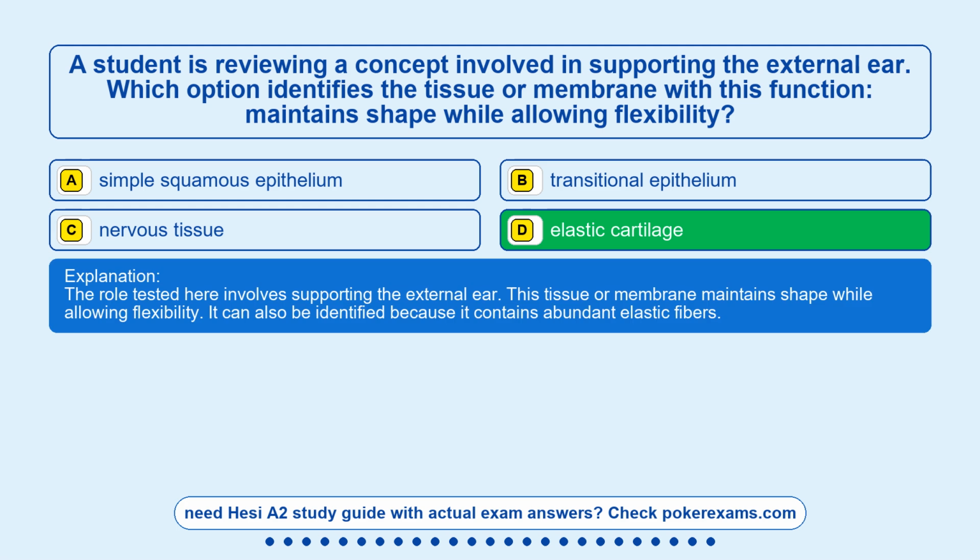The role tested here involves supporting the external ear. This tissue or membrane maintains shape while allowing flexibility. It can also be identified because it contains abundant elastic fibers.